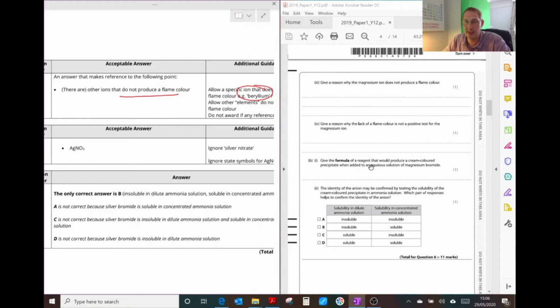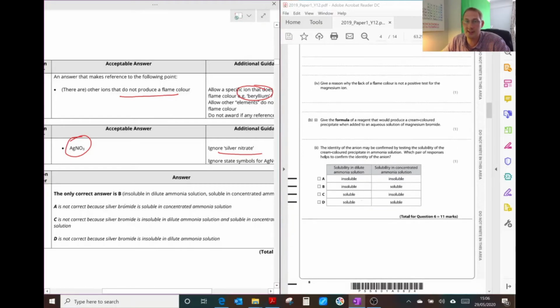Give the formula of a reagent that will produce a cream coloured precipitate when added to an aqueous solution of magnesium bromide. This is GCSE. AgNO3, ignore silver nitrate. So if you wrote it, I'm sorry, it's wrong. The formula AgNO3, and you did that for GCSE.